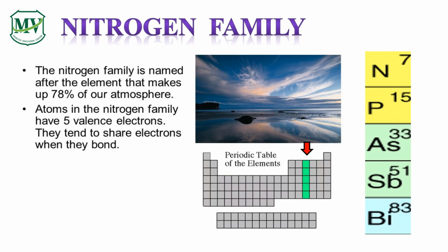It includes nitrogen, phosphorus, arsenic, antimony, and bismuth. We're almost halfway through the 9 families of the periodic elements. So fasten your seatbelts.